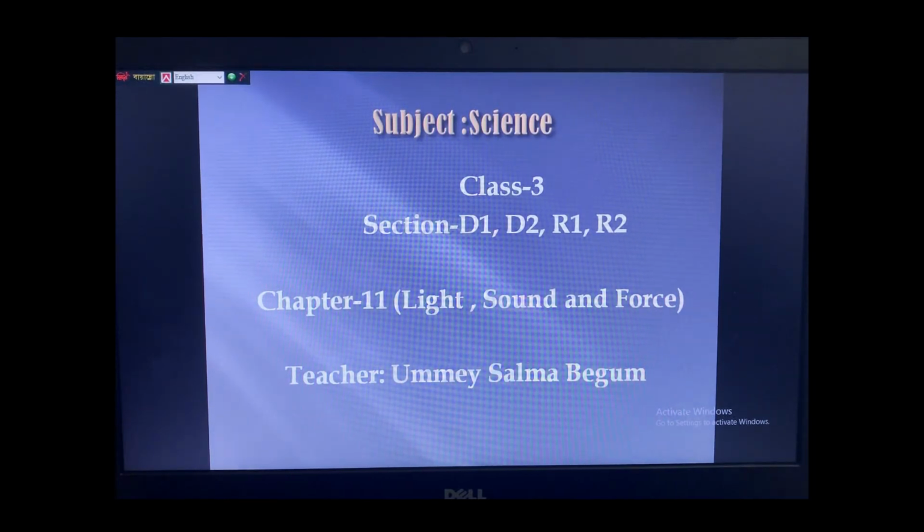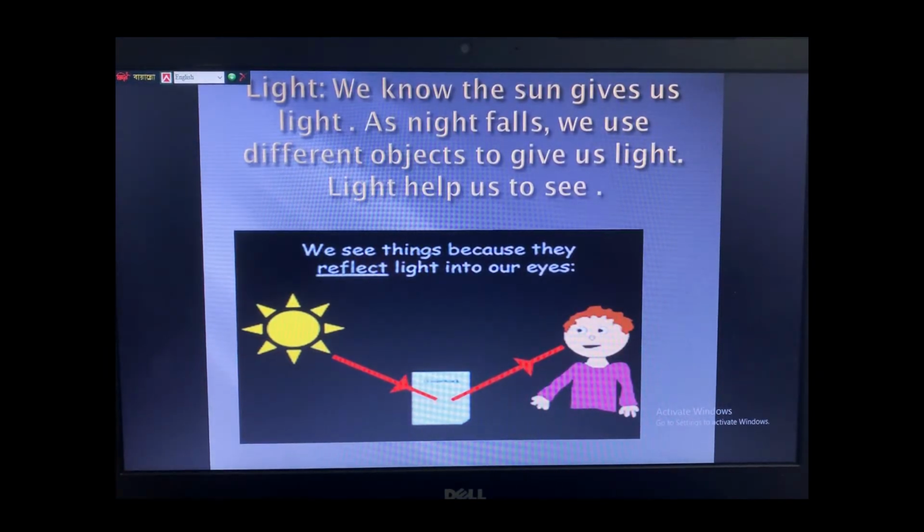Today I am going to explain Chapter 11, Light, Sound and Force. Let's start. Light. We know the sun gives us light. As night falls, we use different objects to give us light. Light helps us to see. We see things because they reflect light into our eyes. Look at the picture. Light from the sun falls onto the paper, and the paper reflects the light into our eyes.